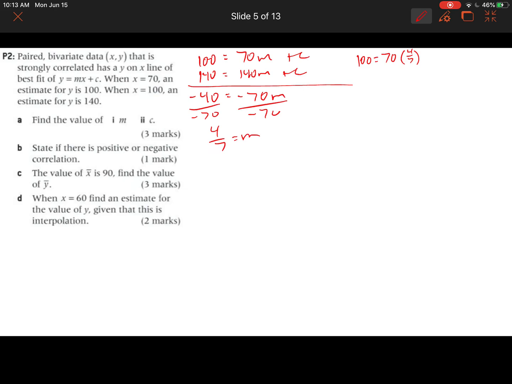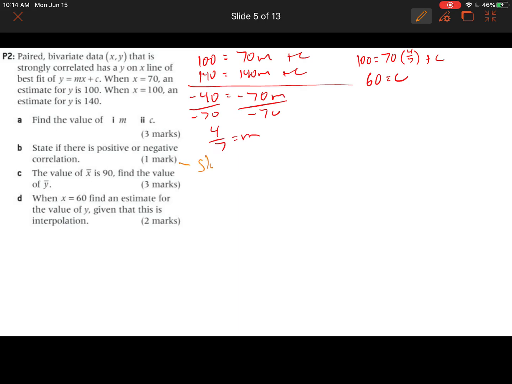100 is equal to 70 times 4/7 plus c. I'm going to use my calculator here and do 100 minus 70 times 4/7, and that means that c is equal to 60. Great, so that finishes part A. Let's change our color here and go on to part B.